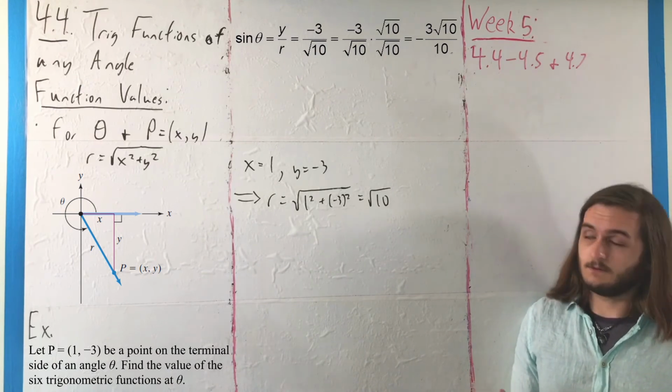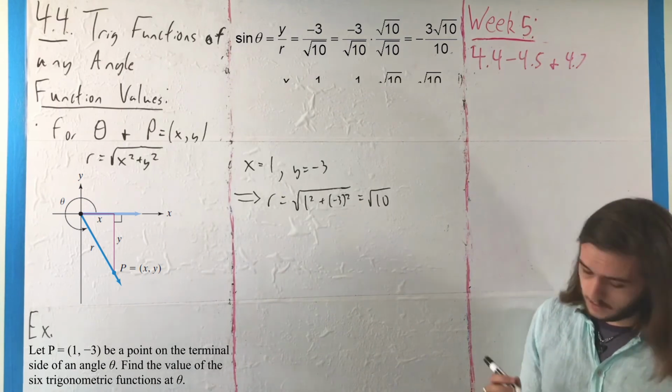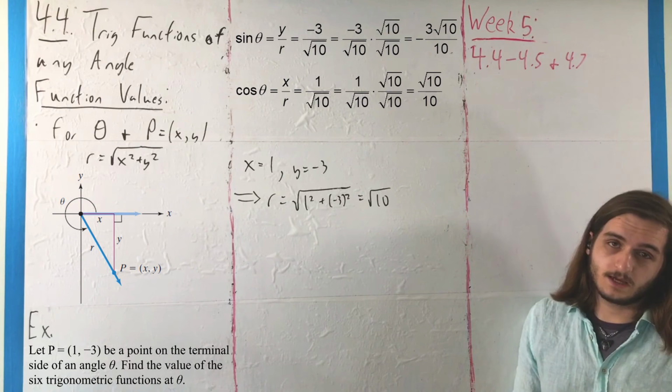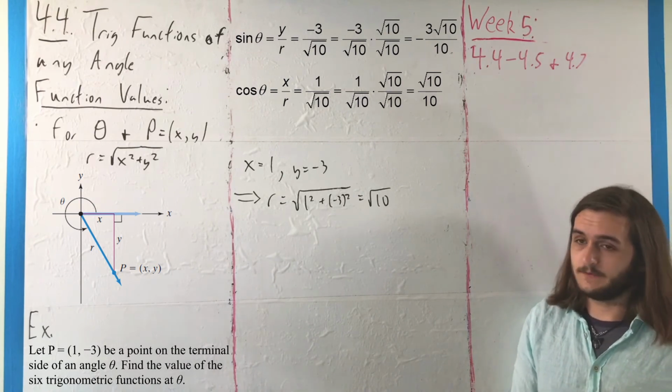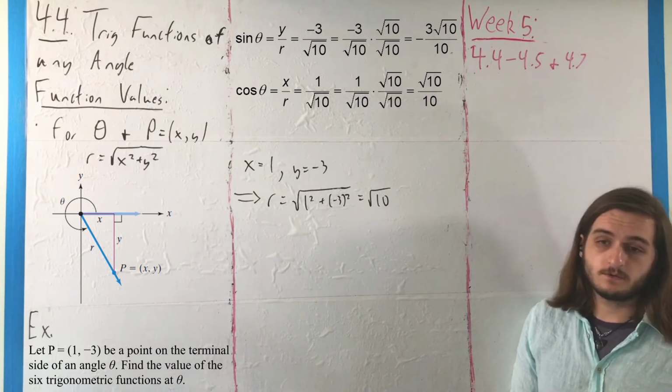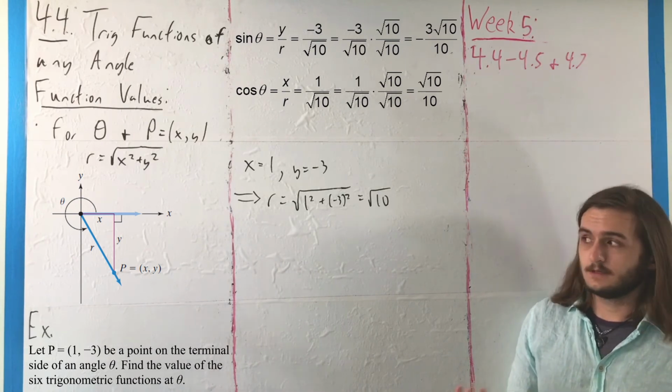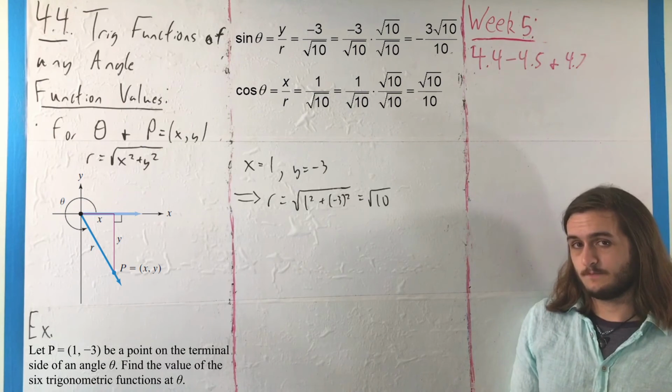Meanwhile, for cosine, we would have x over r, so 1 over root 10, which simplifies for essentially the same reason to root 10 over 10 after a little bit of algebra, but 1 over root 10 is fine for me because it tells the story that I need you to be able to show.